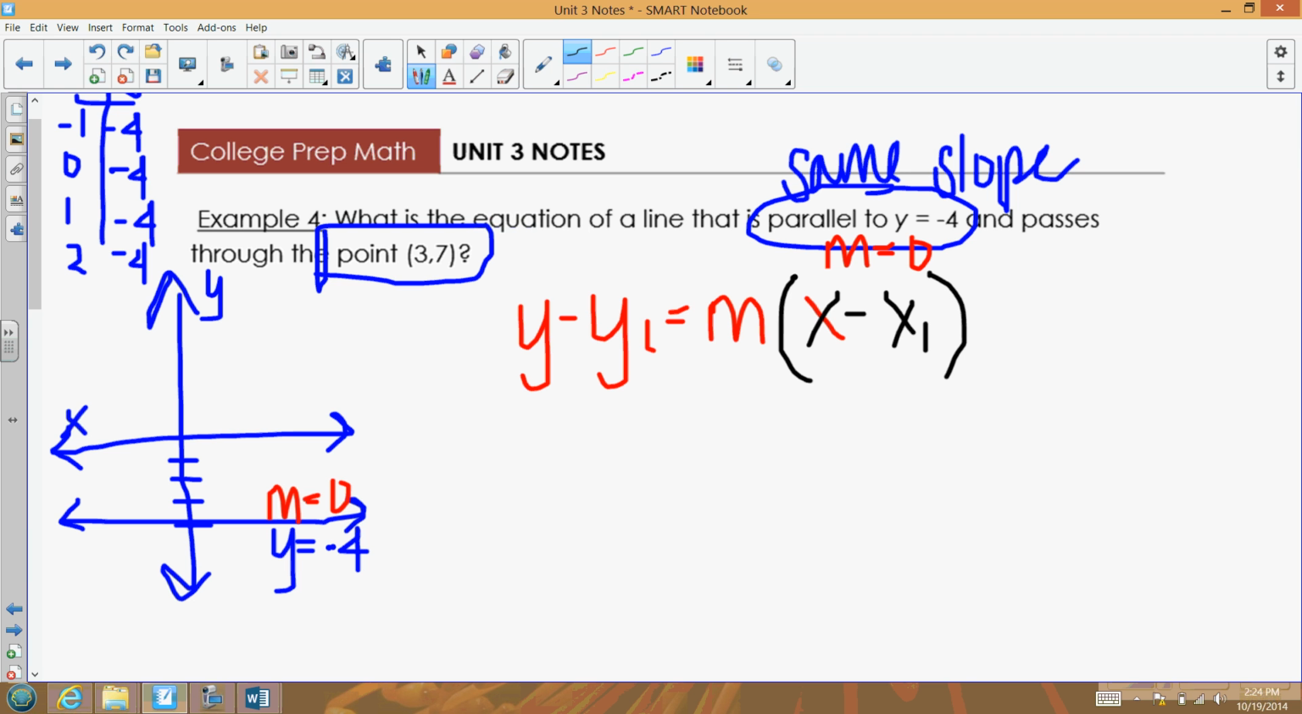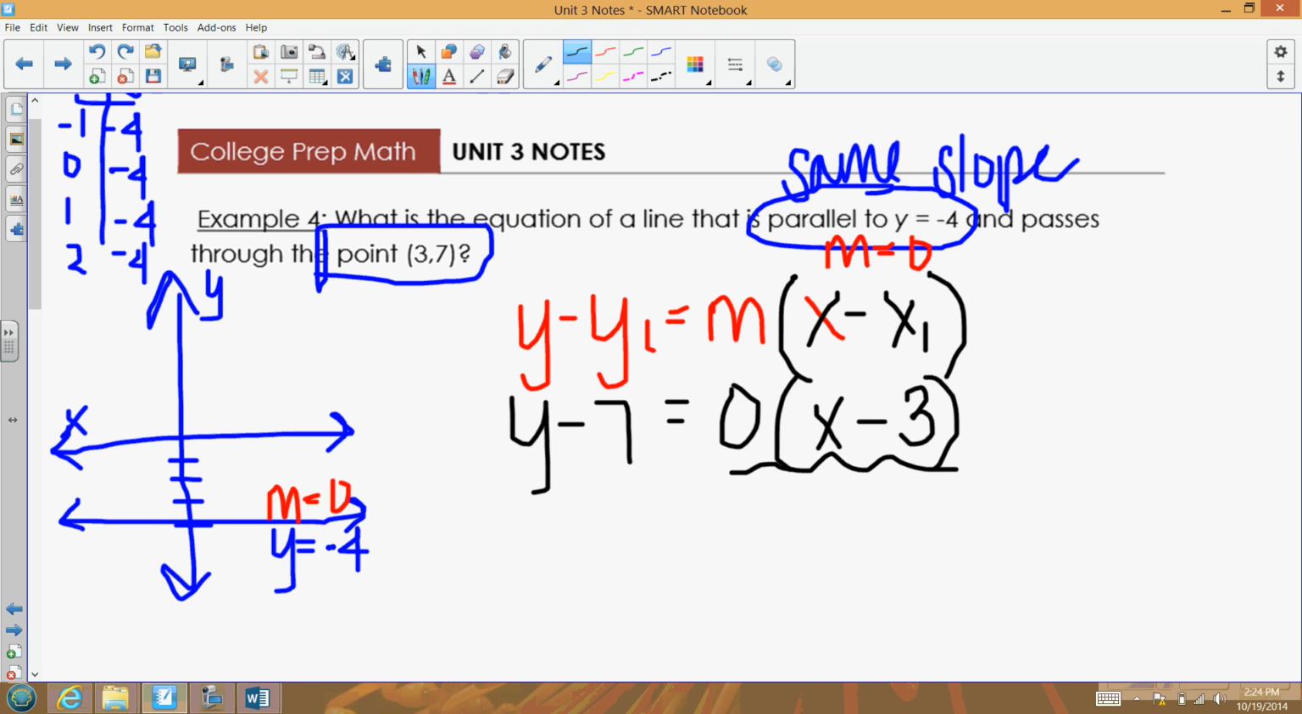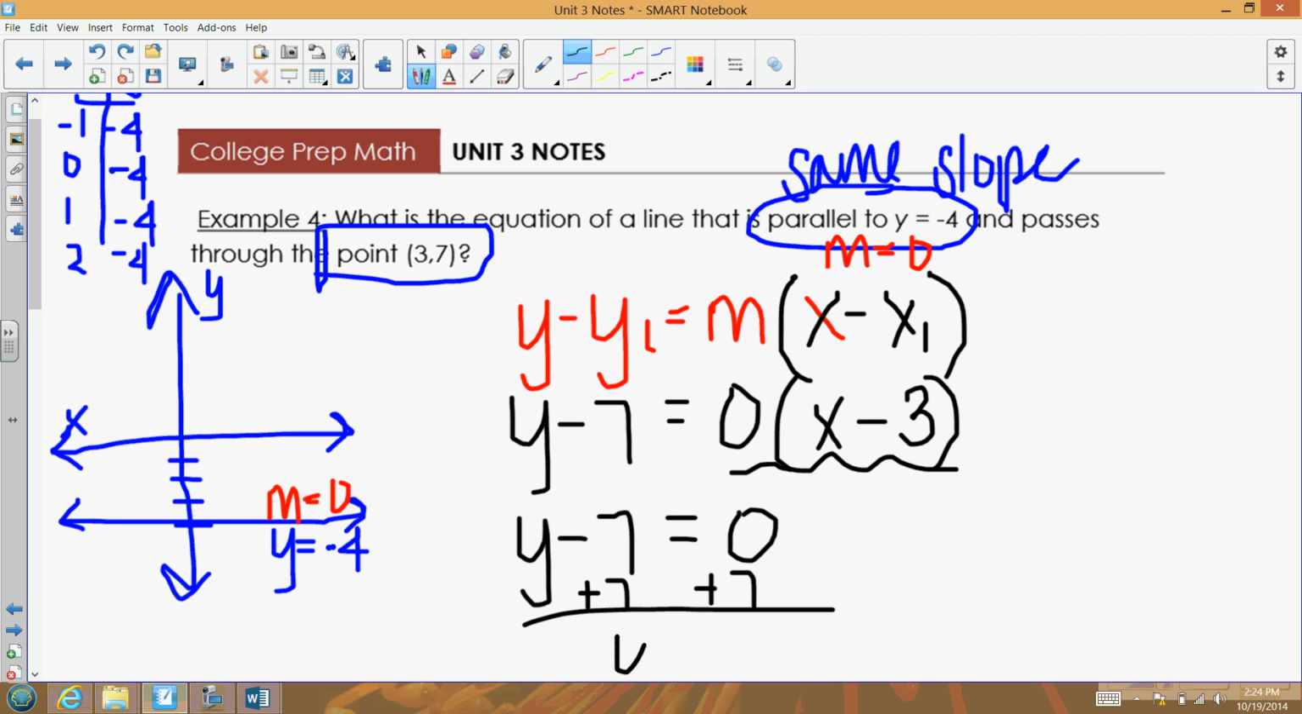So I can go ahead and plug in all my information. So I have y minus 7 equals 0 times x minus 3. And what's going to happen with all of this stuff, it's just going to end up being 0, because 0 times anything is 0. So we're going to have y minus 7 equals 0. Add 7 to both sides, and you get y equals 7.